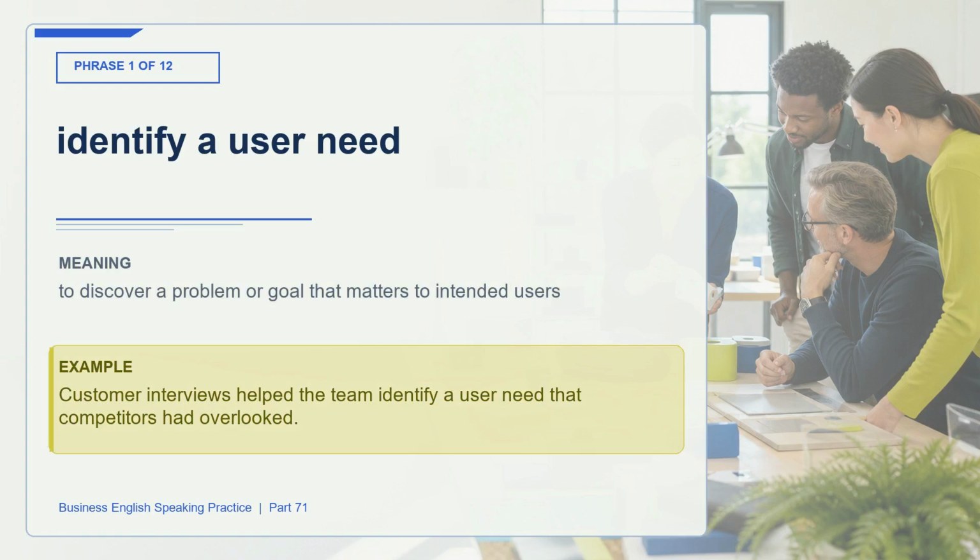Example: customer interviews helped the team identify a user need that competitors had overlooked. A user need describes the desired outcome, not simply a requested feature. It should be supported by observation or research. Use this phrase at the beginning of product discovery. Now repeat. Identify a user need.